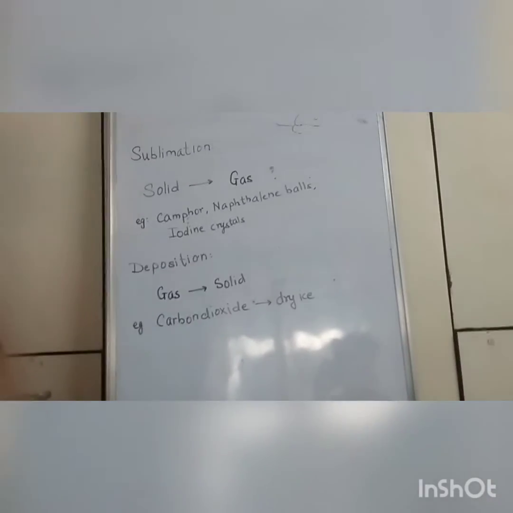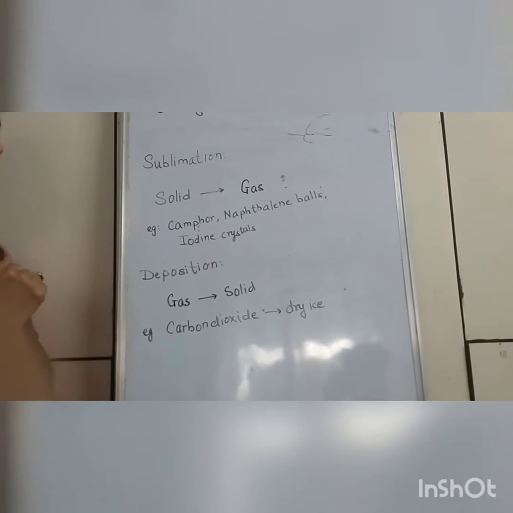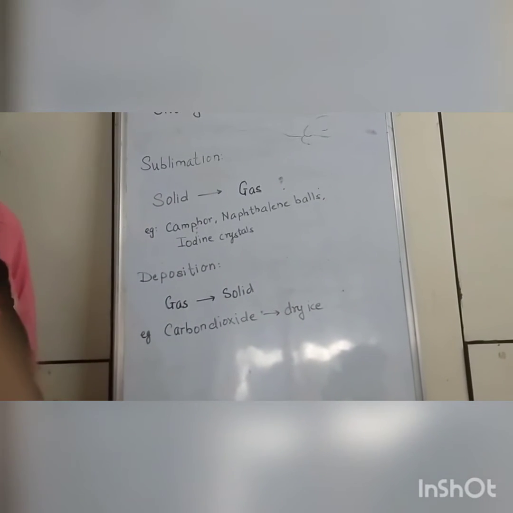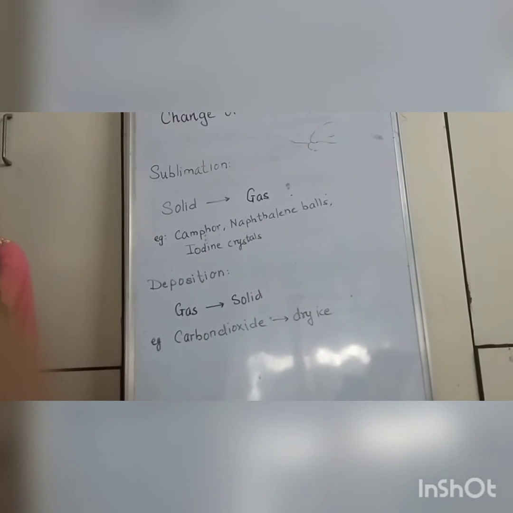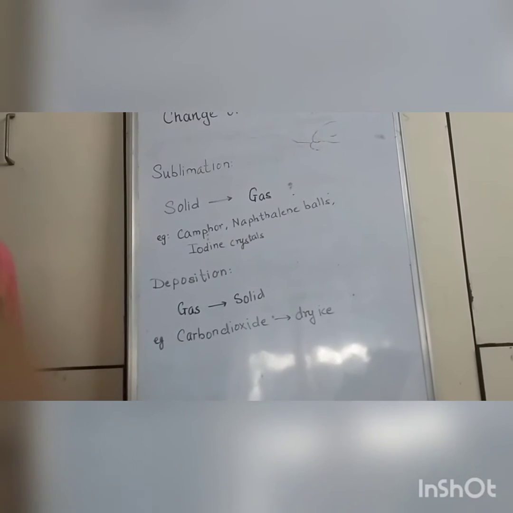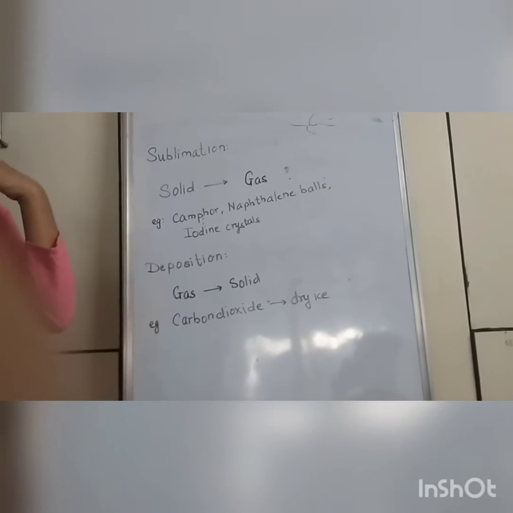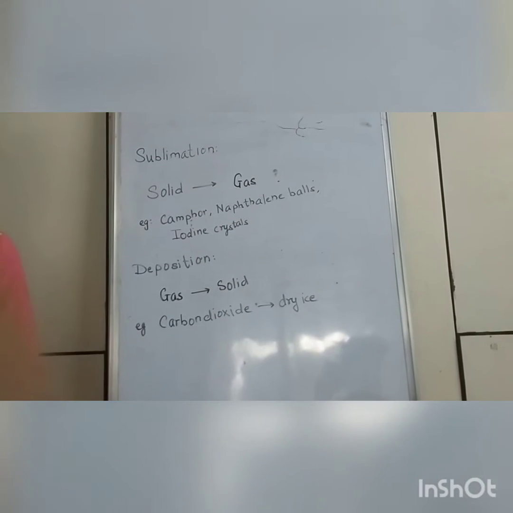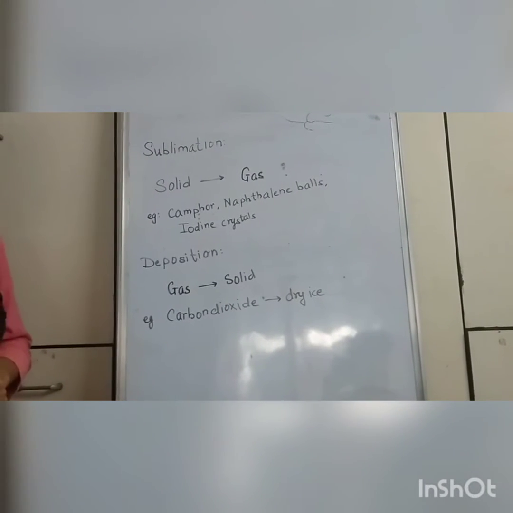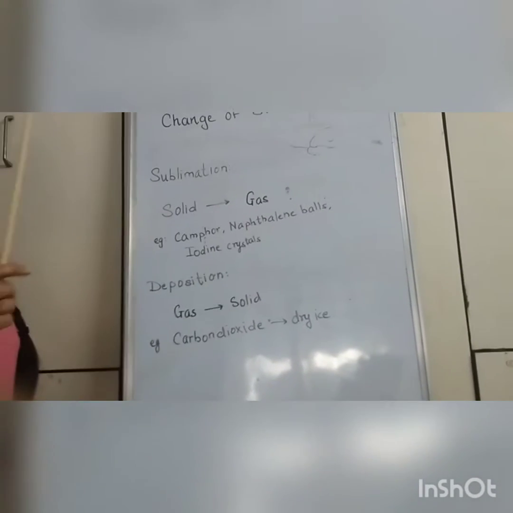Now we have started with change of state, right? And we have seen how solid gets converted into liquid, liquid into gaseous or vice versa. But can it happen that solid might get converted directly into gaseous state? Or a gaseous state might get converted directly into solid state? So let's see some examples of this.